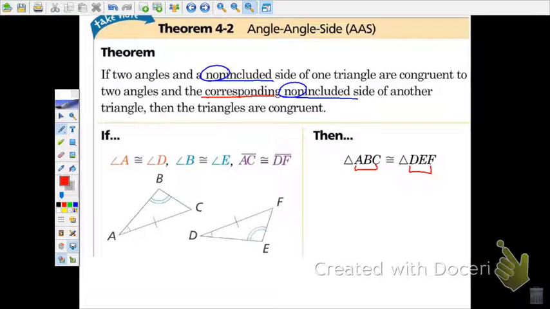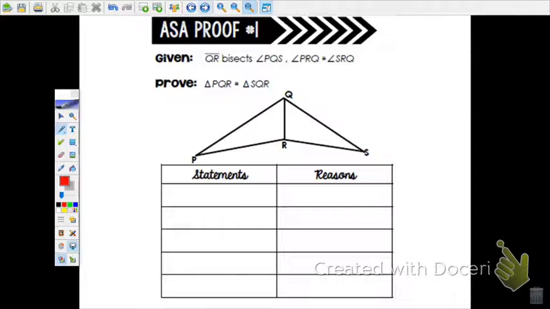So we always have to look at both triangles and compare them. Not just look at one and say, well, I have angle, angle, side. It could be that in the other picture, they did mark the included side. Then you would not be able to prove that they were congruent. So always look at both of those triangles. Those are the two shortcuts we're going to focus on today. So if you flip to your proof book.